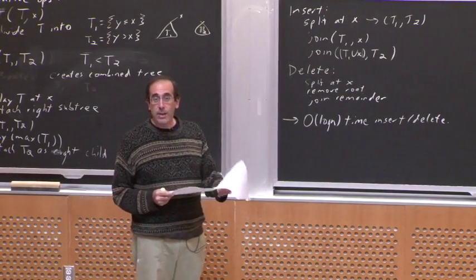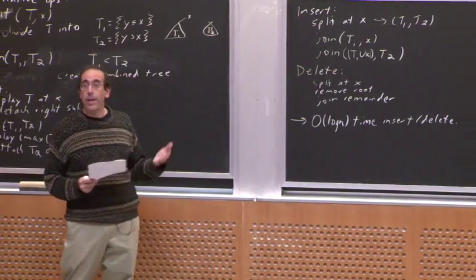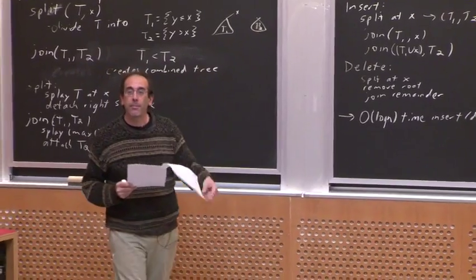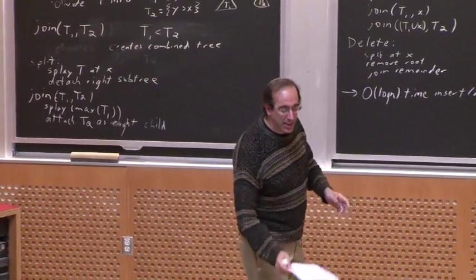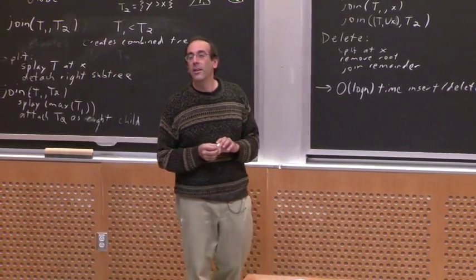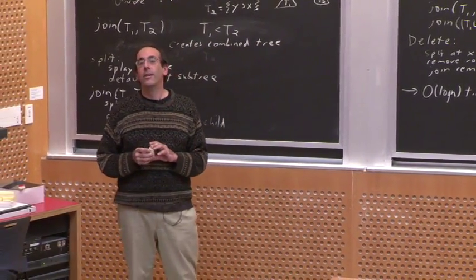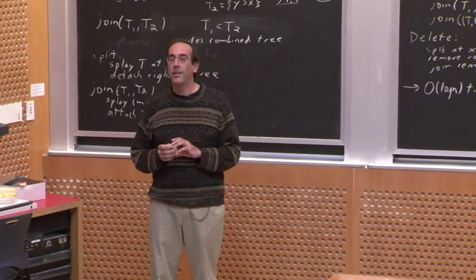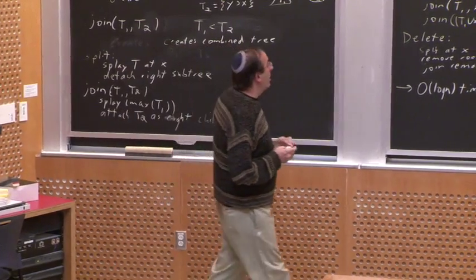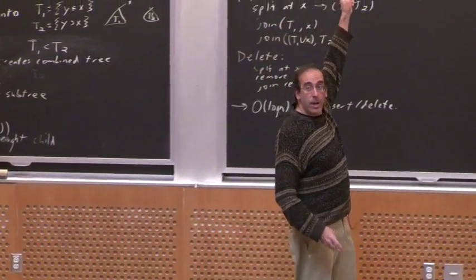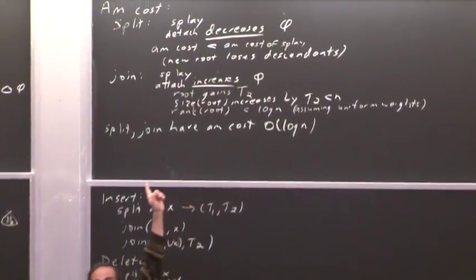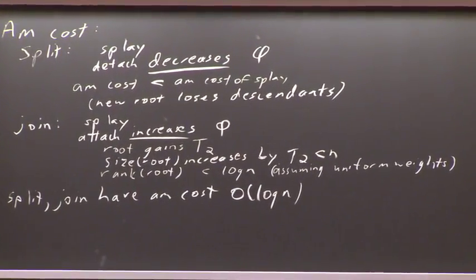And I told you last time about some of the interesting open questions around dynamic optimality. Yes? Doesn't the potential change a lot when you do join T1 x? No, it does not. That's what we argued right up there: for any two trees that we join, the potential changes only by log n.